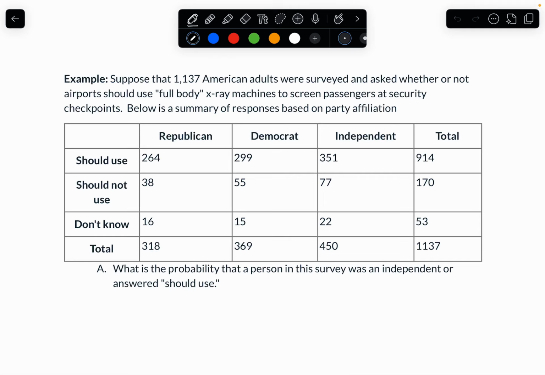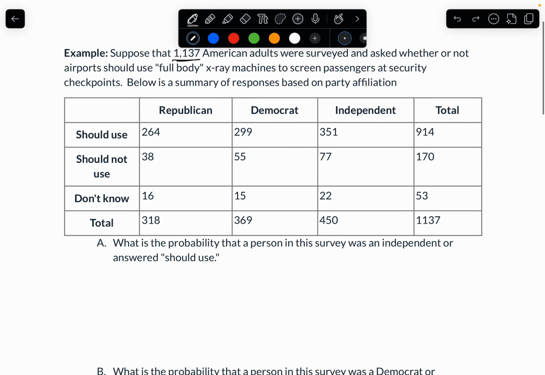So in this example, 1,137 American adults were surveyed and asked whether or not airports should use full-body X-ray machines to screen passengers at security checkpoints. Below is the summary of responses based on party affiliation. So we have the party affiliation of the person they asked, whether they were a Republican, a Democrat, or an independent, and then either they said we should use them, we should not use them, or perhaps they didn't know. We've also got the totals for both the rows and the columns, which will make a lot of these probabilities much, much easier. So let's start with part A here.